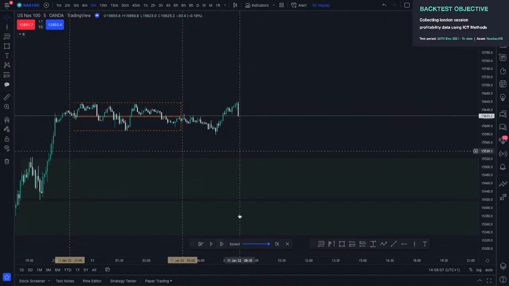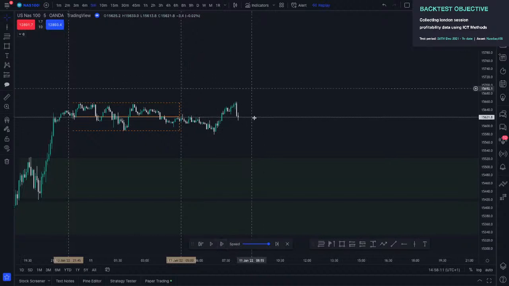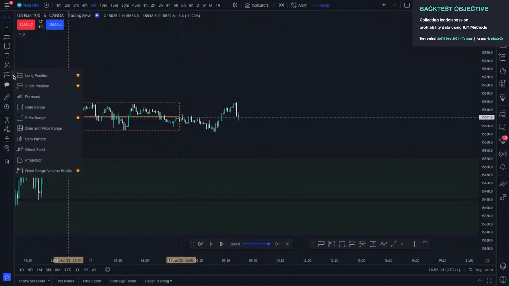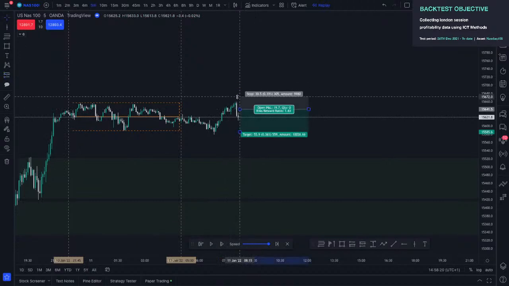I see a displacement here. I kind of like it. Can I try to take it? Let's try to take it. So I'm going to take my trade around this area. That's going to be my first trade of the day.